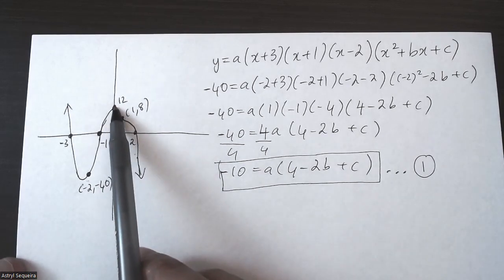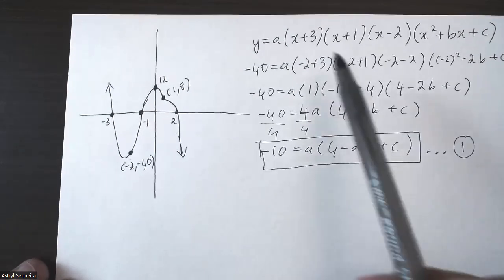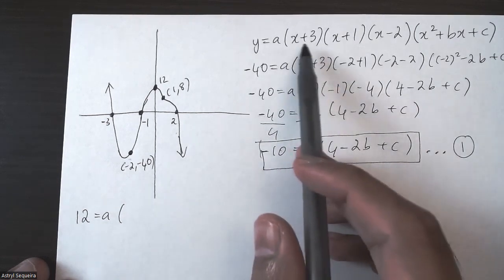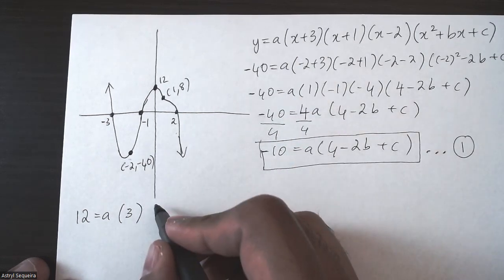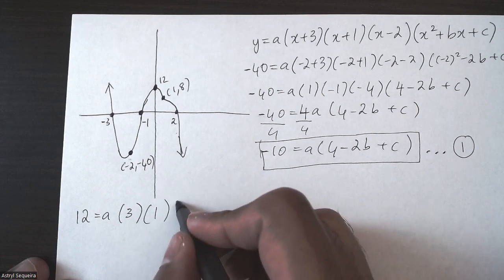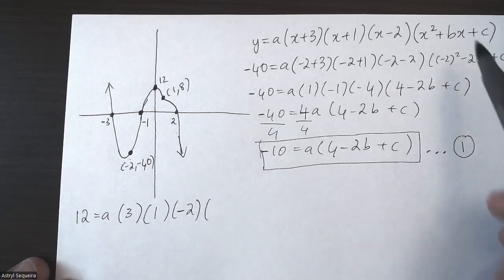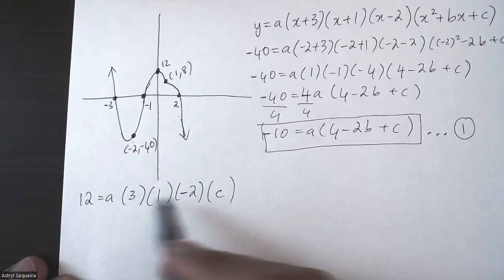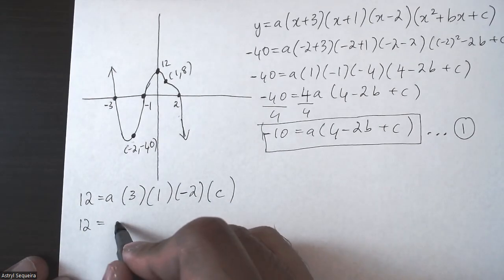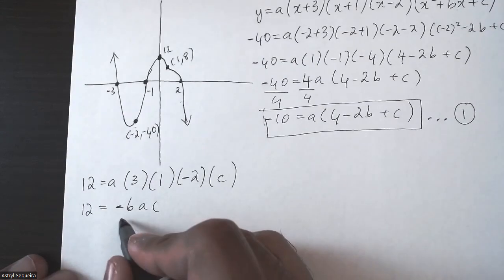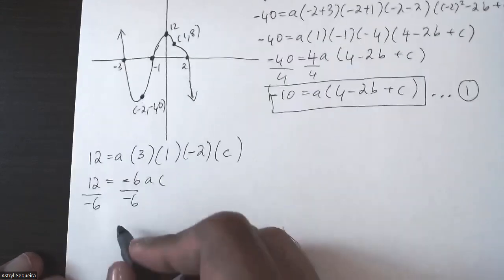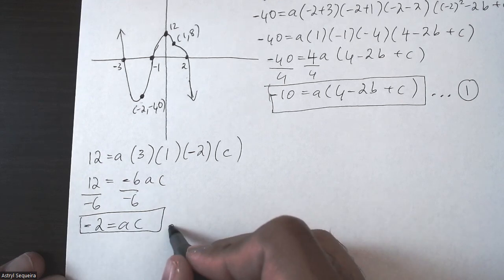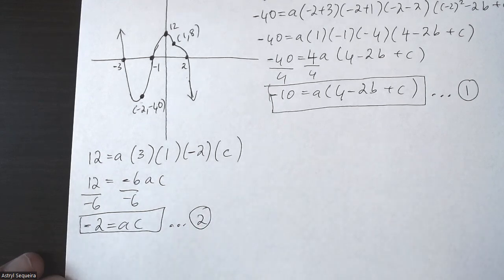Let's do the same with the second point, the y-intercept over here, which is 12. I'm going to sub it into this equation again. So 12 equals a times (0 plus 3), which is just 3, (0 plus 1), which is 1, (0 minus 2), which is -2. And then this is going to be 0, 0, and then I just have a c. I can multiply all of these again to simplify. So this is -6ac. I'll divide by -6 to make my life a bit easier. So this is -2 equals ac, and this is my equation number 2.